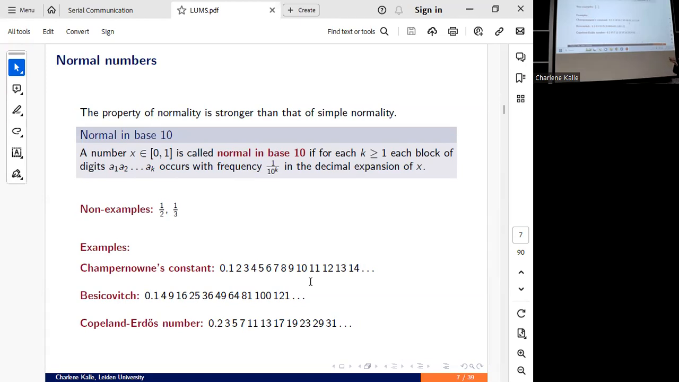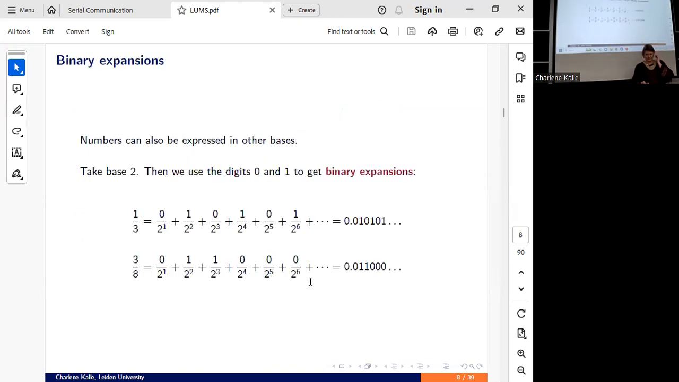Exactly. So these are the prime numbers. Unless I made a mistake, it should be prime numbers, but I think it's okay. Yeah, so if you put all the prime numbers in a row, then you can also show that this is a normal number in base 10. Okay, so numbers, except for decimal expansions, you can also express them in other bases.